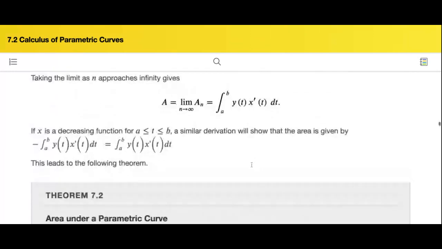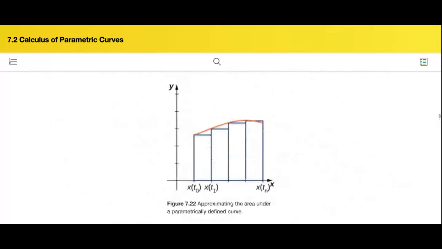Let's go back a little bit to see why. We want to approximate, right? We see the two dimensions, all the rectangles. So we have x of t1 minus x of t naught for the first one, multiplied by y of t, right? The height is y of t. The length is x of t1 minus x of t naught, and so on and so forth.